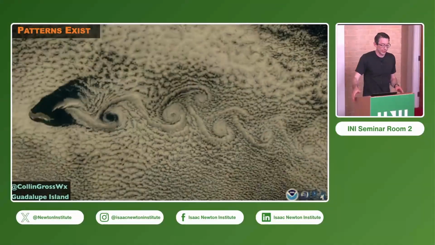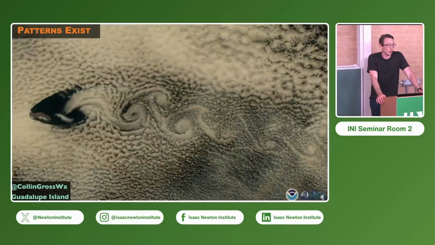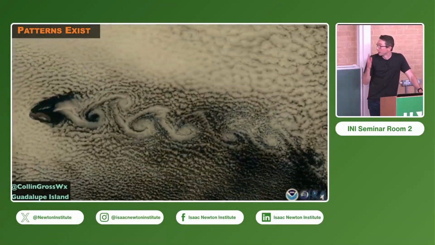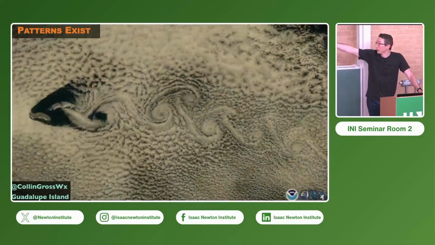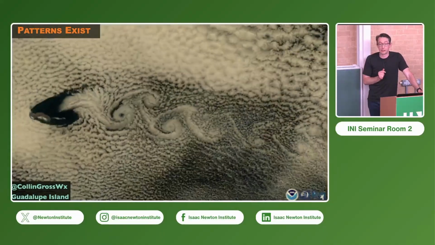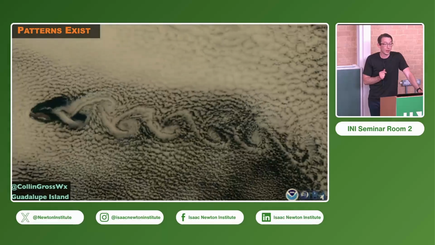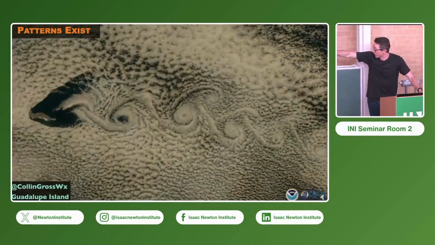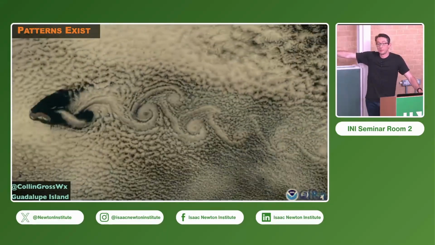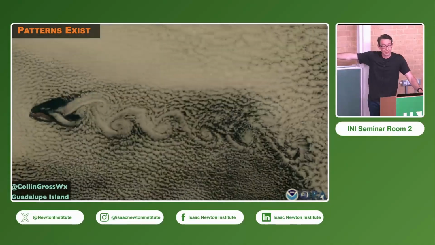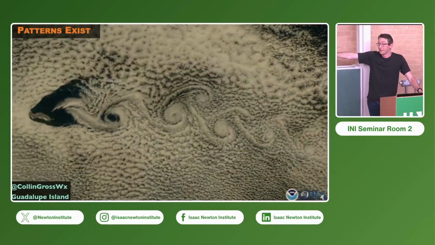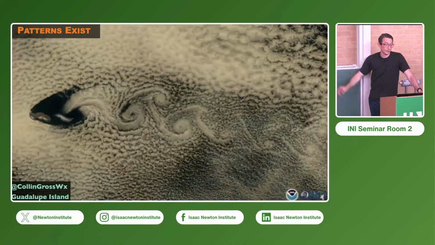Even very complex systems like this cloud formation past Guadalupe Island, you can look at this with your eye and you see Kármán vortex shedding. I can write down a 2 or 3 ODE system that describes this vortex shedding, even though this cloud formation and flow is beyond the ability of humans to simulate with the world's largest supercomputers. We can't simulate every scale of this system, not even close.